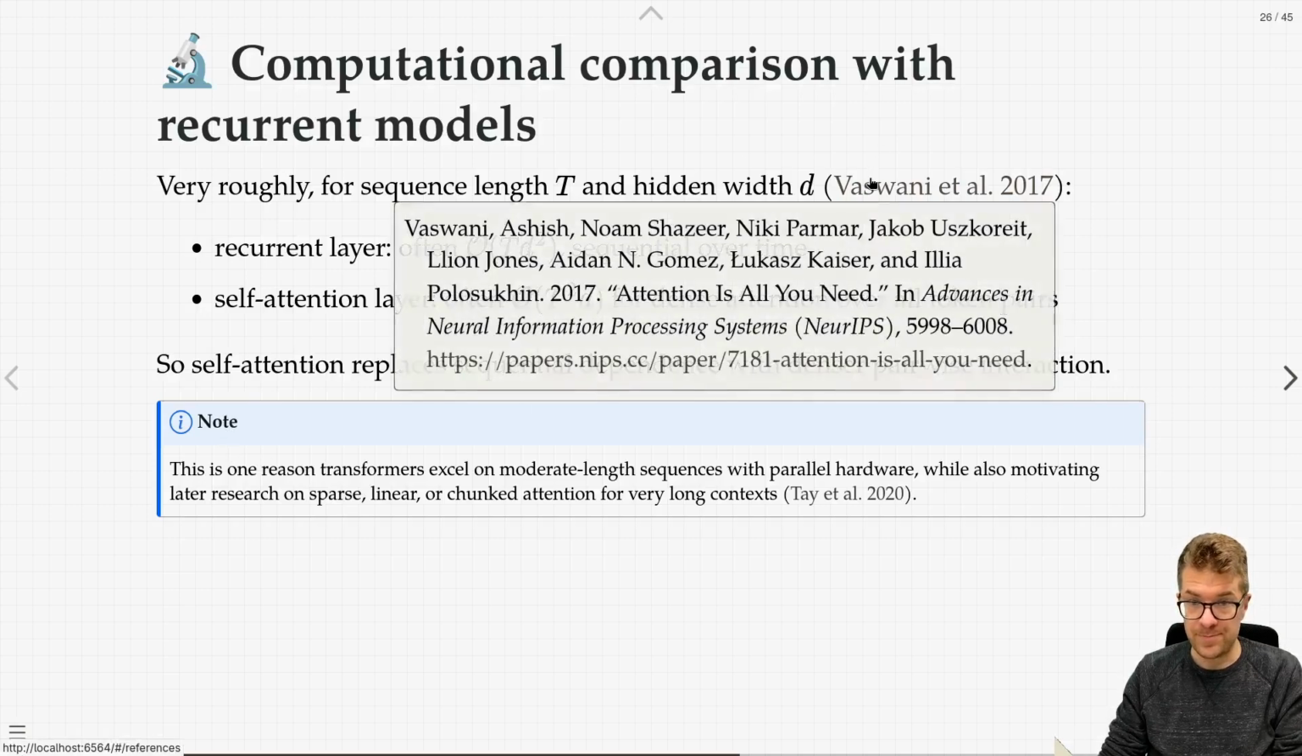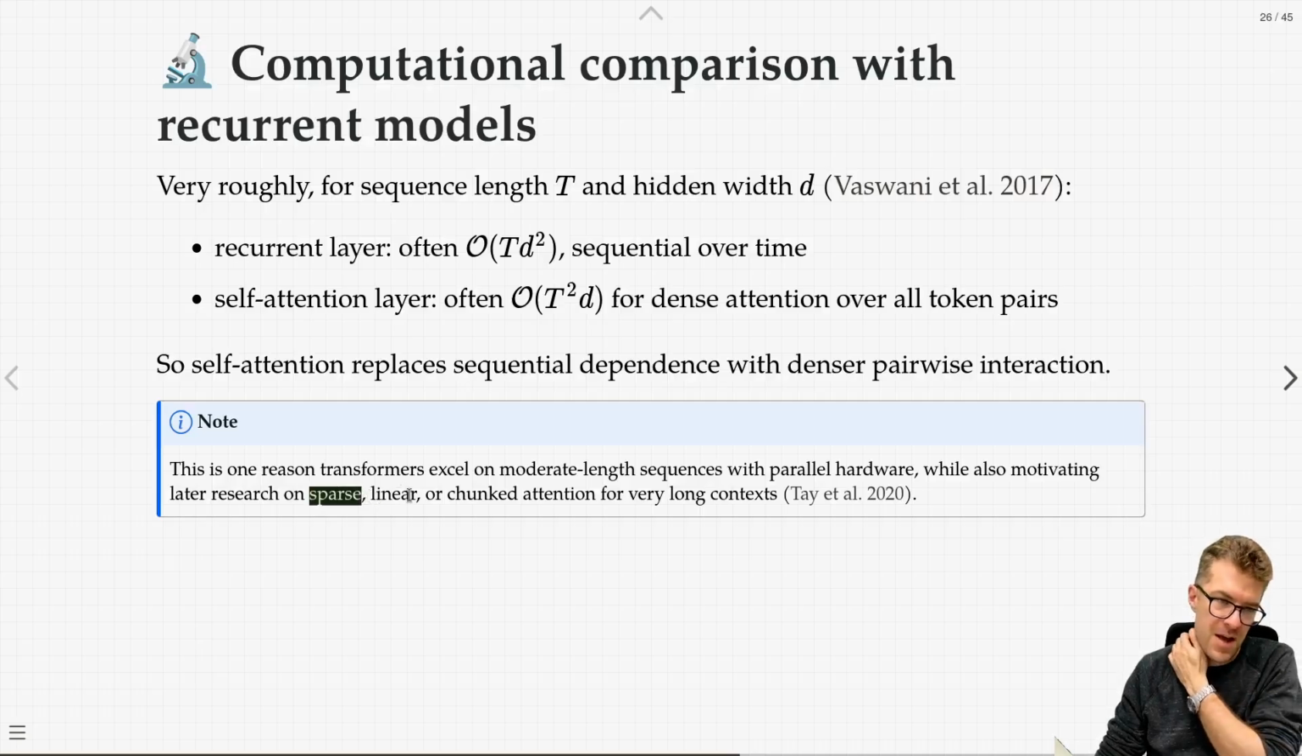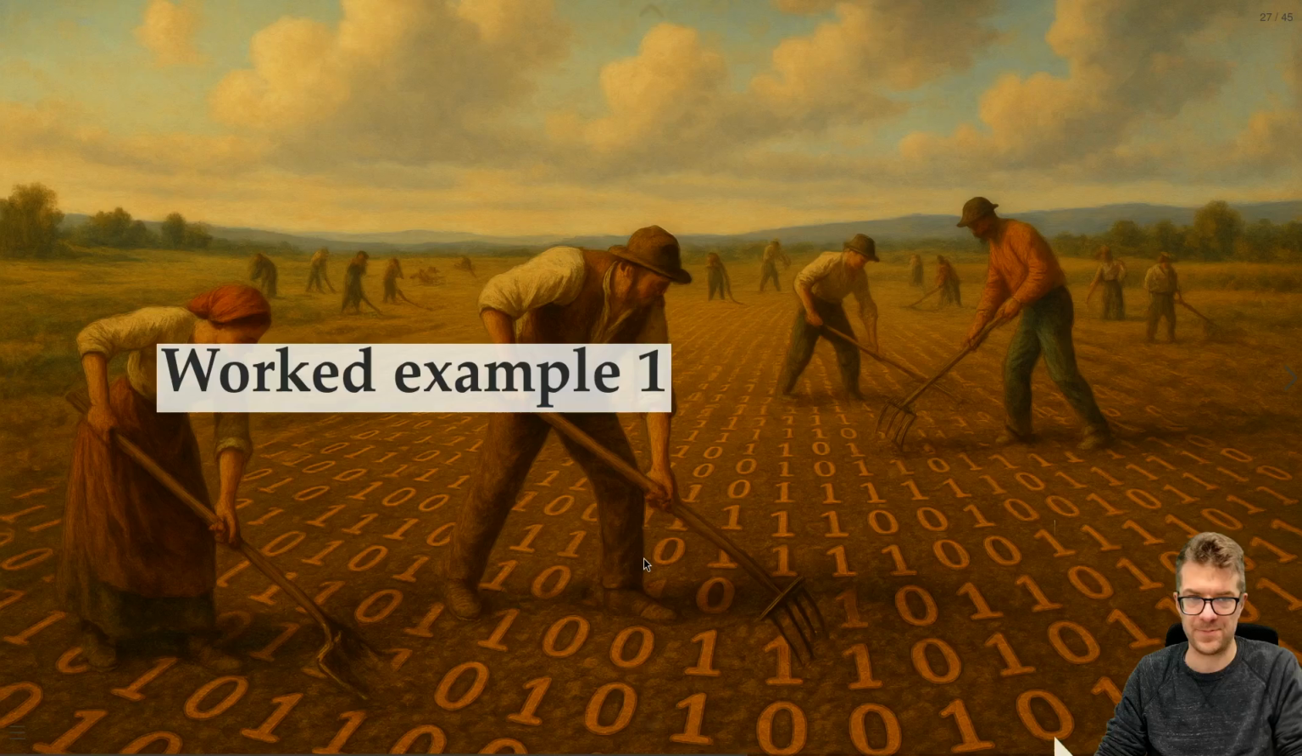There is one reason transformers excel for medium-length sequences on parallel hardware, like ROCm-enabled AMD hardware, or CUDA, I guess. But for longer sequences, it can be challenging, so there are all kinds of specialized ways of computing attention, using sparse, linear, or chunked attention for very long contexts. And here's a paper that describes efficient mechanisms for doing this sort of attention.